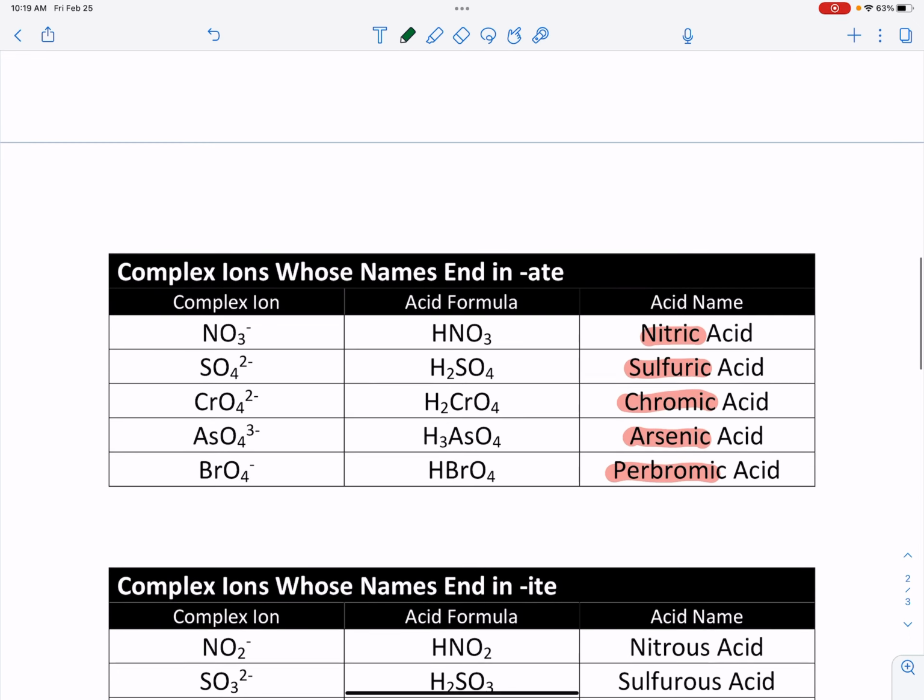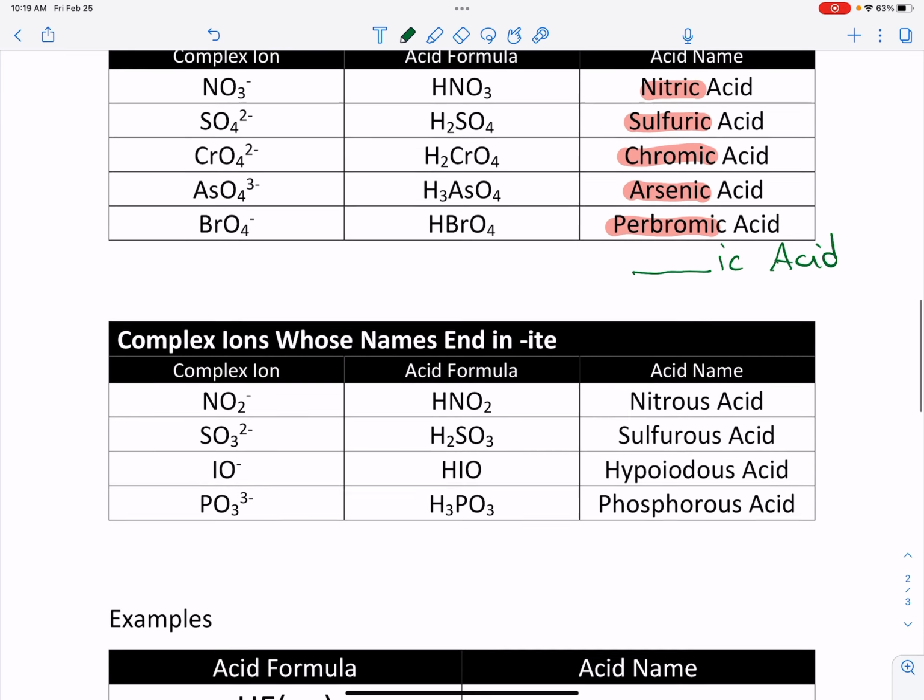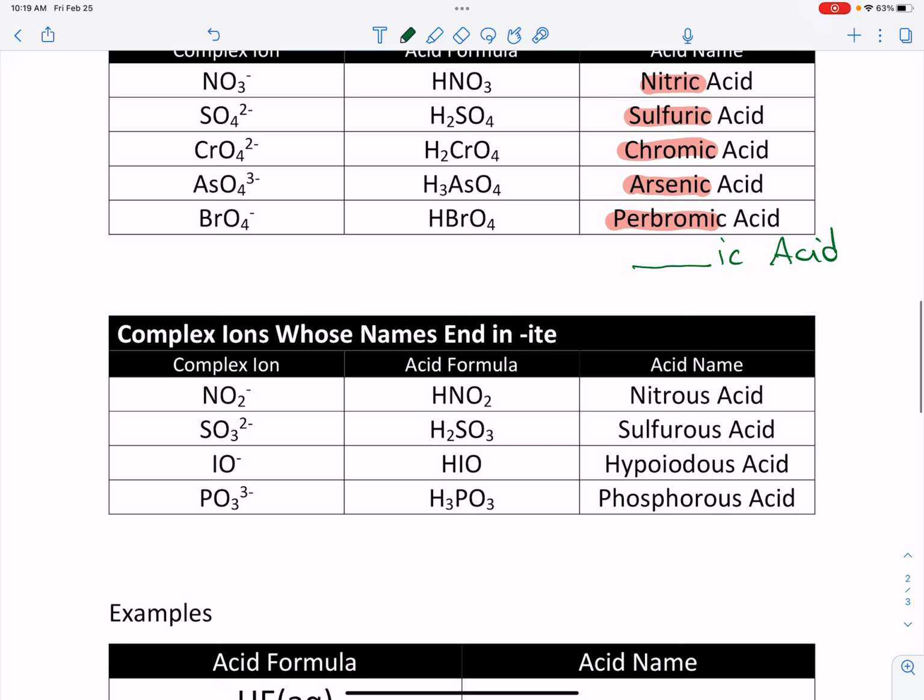So these acids have the basic property that their names will be something, ic, acid. So nitrate, nitric acid. Sulfate, sulfuric acid. Chromate, chromic acid, etc. Okay? If the complex ion name ended in ite, things will be just a little bit different. So here we have 4 examples.